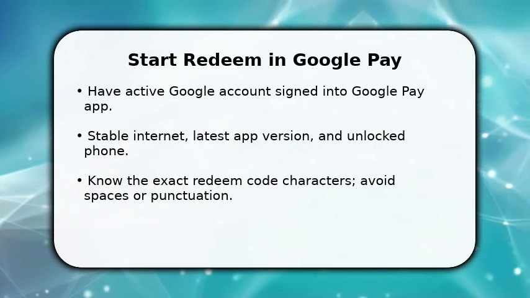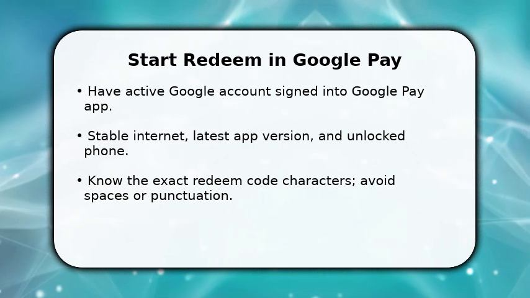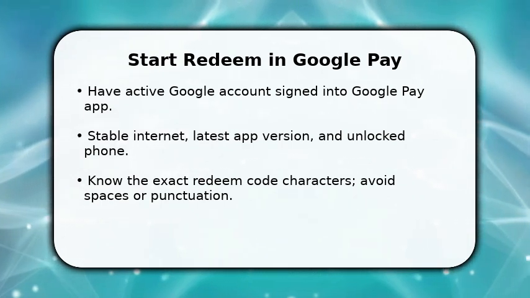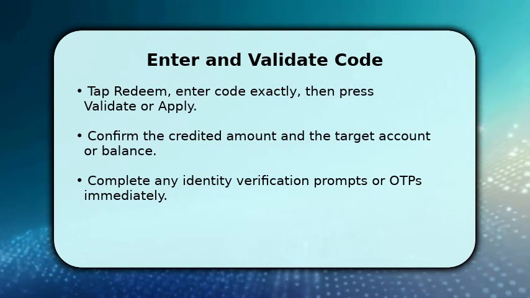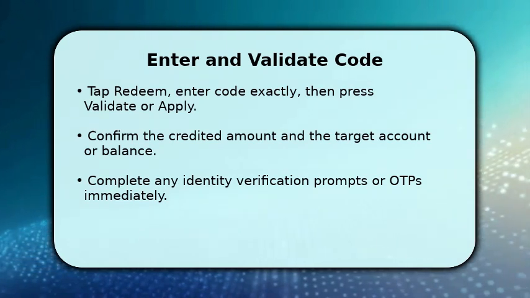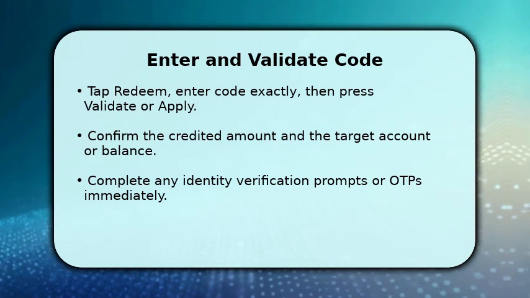Now tap Redeem Code, ready your coupon, and prepare to type each character exactly as shown, because accuracy matters for instant validation. Type the code carefully. Google Pay checks characters one by one, so do not paste invisible spaces. Once entered, press Validate or Apply.